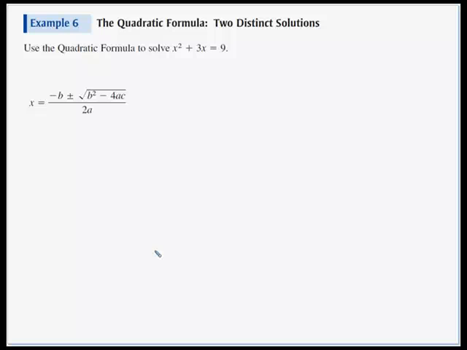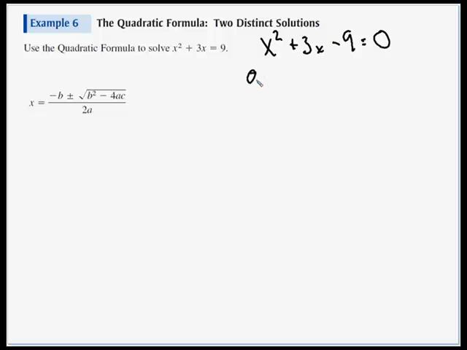So now example 6, quadratic formula, two distinct solutions. So the quadratic they've given us is x squared plus 3x equals 9. We want to set this equal to 0 before we start pulling out our ABCs. So I'm going to subtract 9 from each side. x squared plus 3x minus 9 is equal to 0.